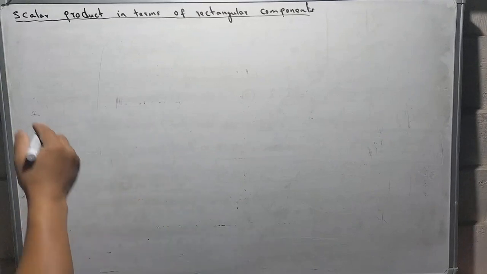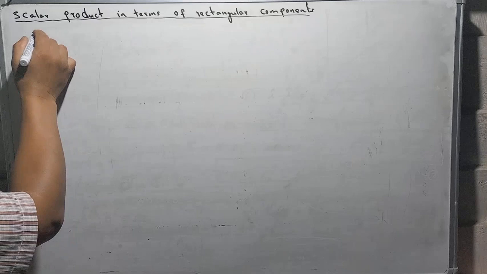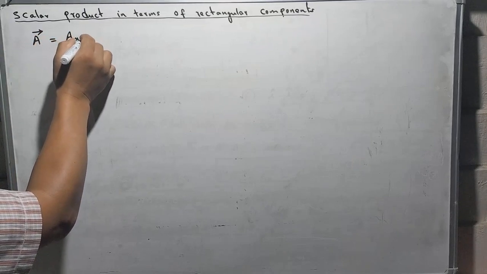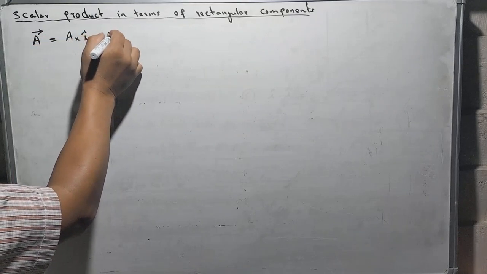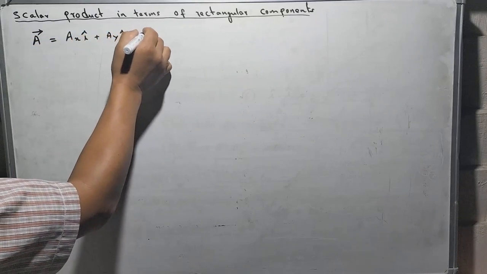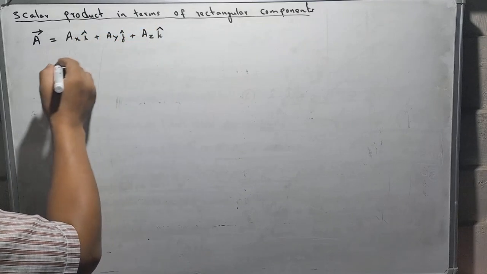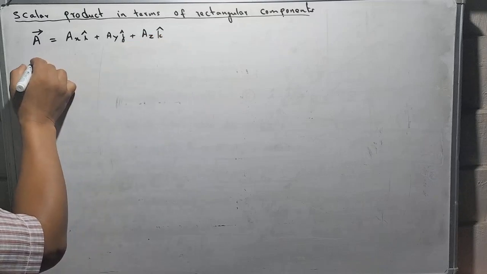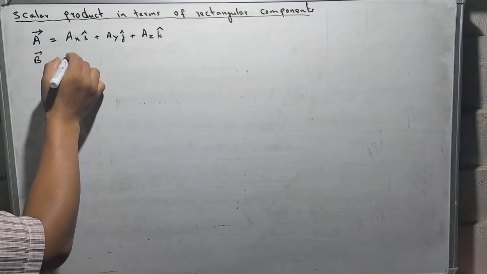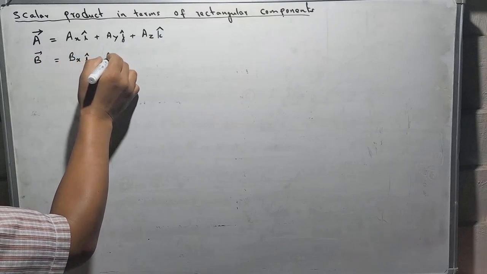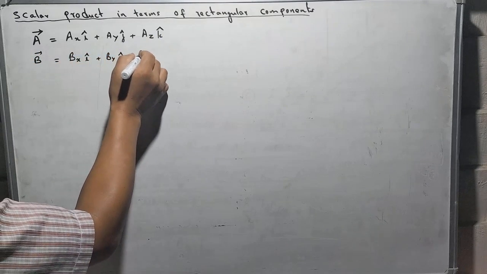Scalar product in terms of rectangular components. In rectangular components, we usually write a vector A as Ax i cap plus Ay j cap plus Az k cap. Similarly, for a vector B, I can write it in terms of rectangular components as Bx i plus By j plus Bz k.